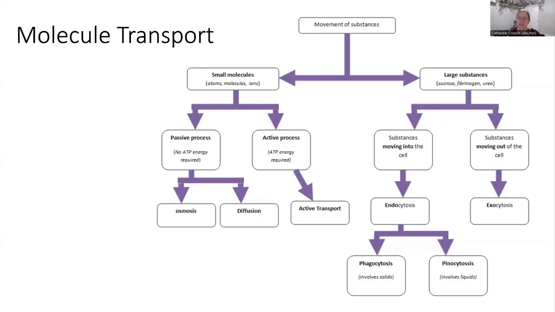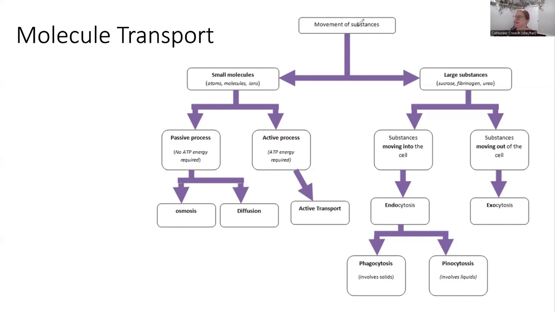Hello, biologists. We're going to talk about diffusion, osmosis, and glucose uptake. So the first thing I like to do when I think about diffusion and osmosis is think about how things are moved in general. So I've got this nice flow chart for you.